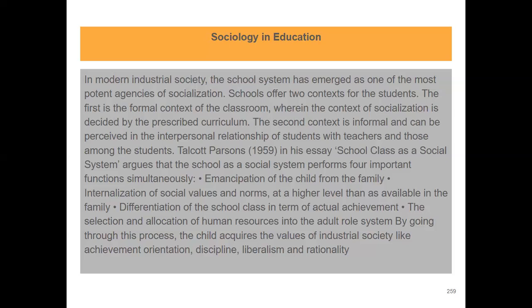The third one is differentiation of the school class in terms of actual achievement. Now in schools, children achieve certain results through their education, so based on that they get differentiated. Next one, the selection and allocation of human resources into the adult role system.